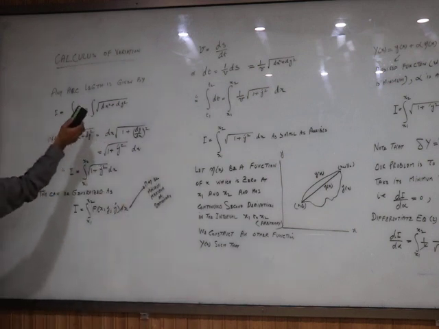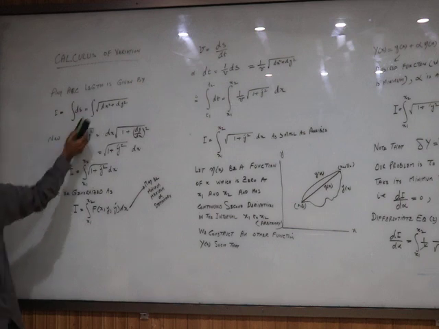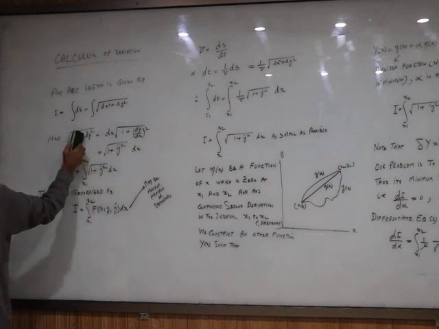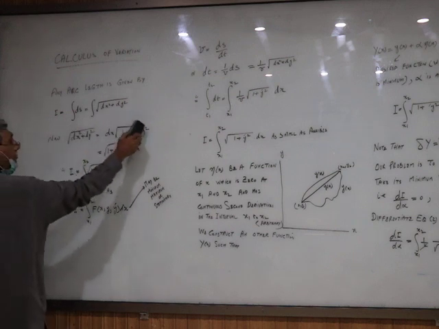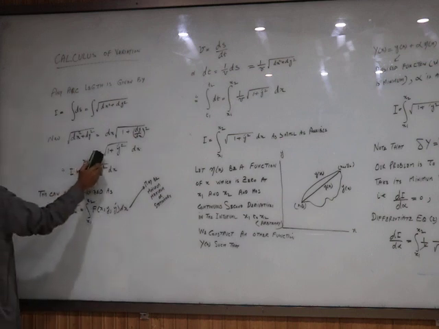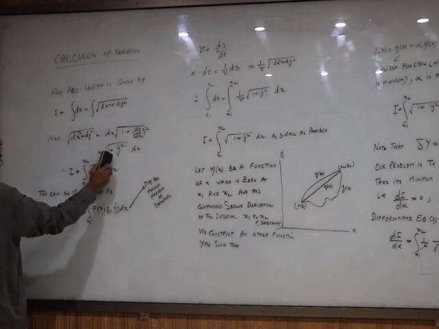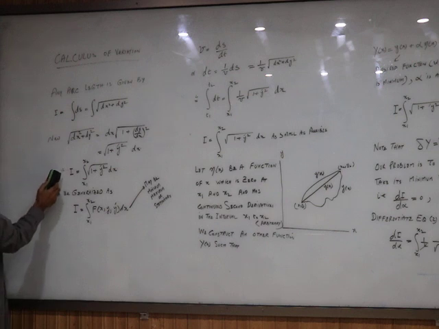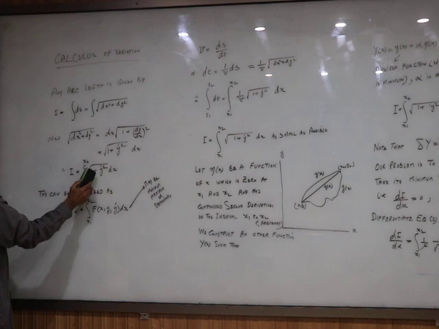Now this dx square plus dy square, you can take dx common, so it will go in the denominator because there is a square on this, there is a square on this, so square of both, which is written as dx 1 plus y dash whole square. So your integral is I equals the integral from x1 to x2 of square root of 1 plus y dash square dx, which can be generalized.